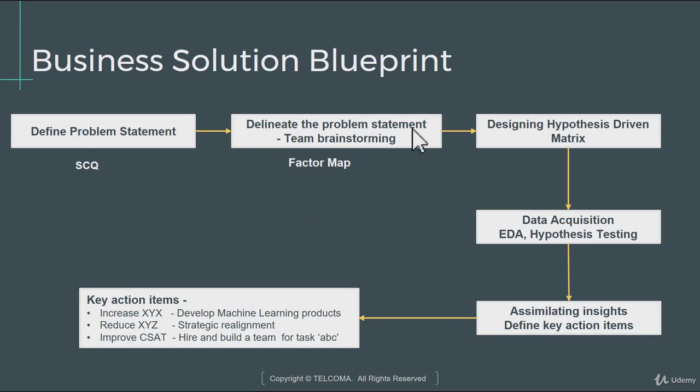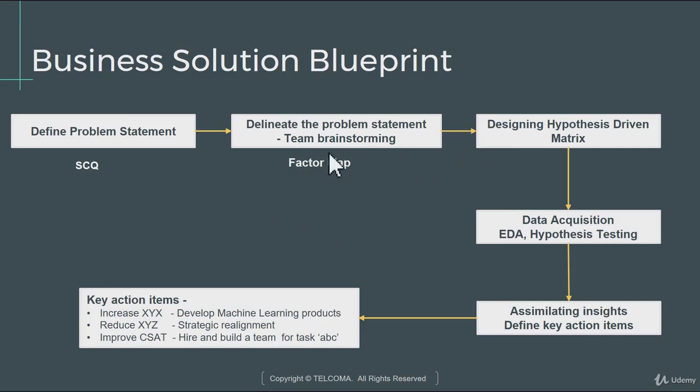You delineate the problem and you do a team brainstorming activity to come up with a factor map. Let's look at what you would understand by a factor map. A factor map is, in a nutshell, a simple process to have a structured brainstorming exercise documented on paper. So how would this go ahead?